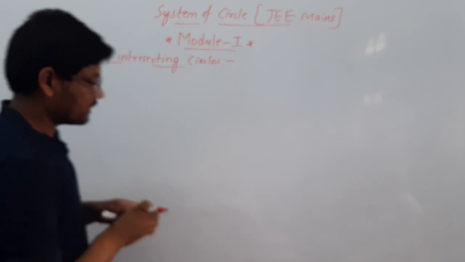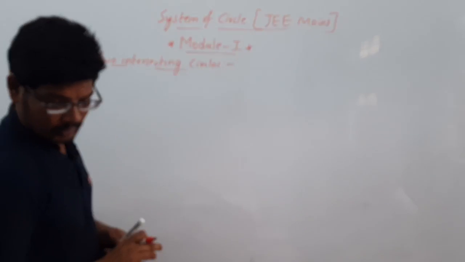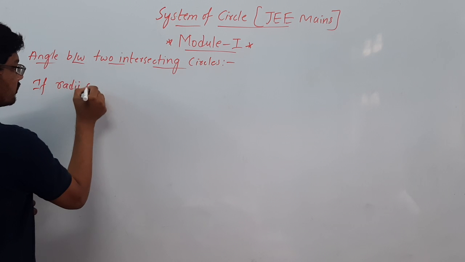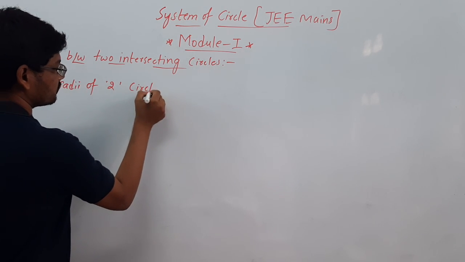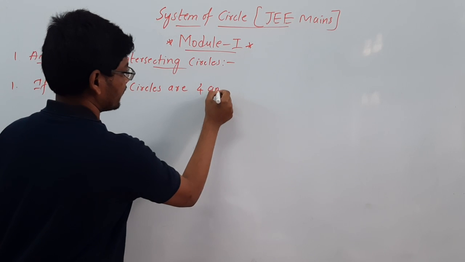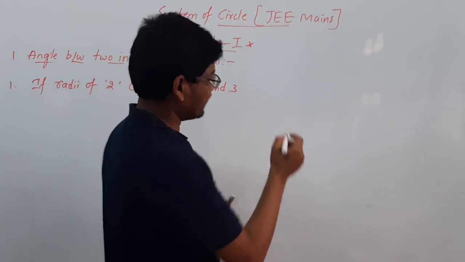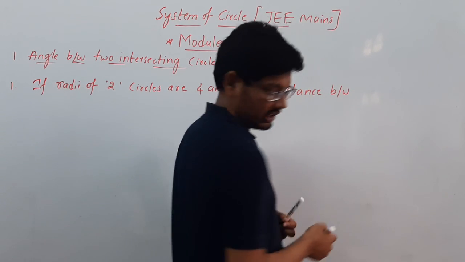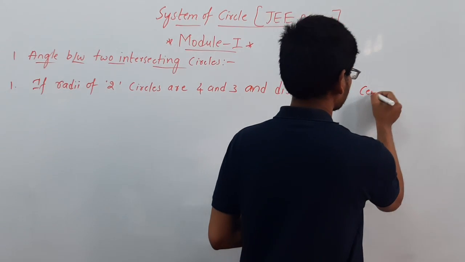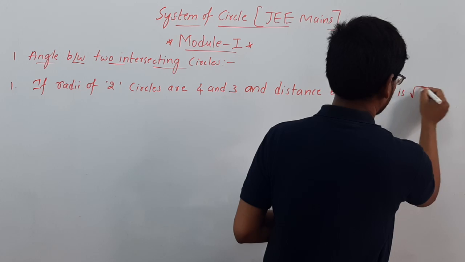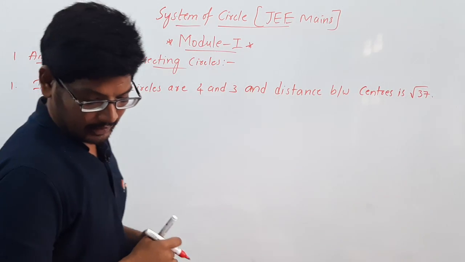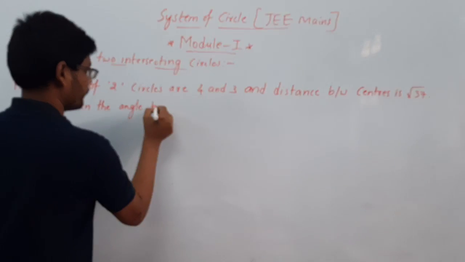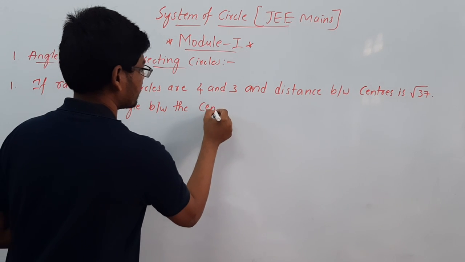I am not writing any options. The first question is: if the radii of two circles are 4 and 3, and the distance between the centers is root 37, then the angle between the circles is?